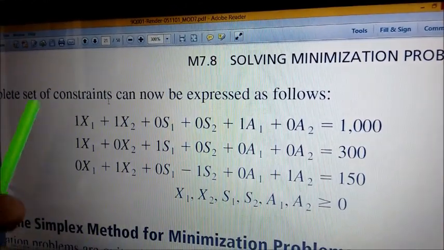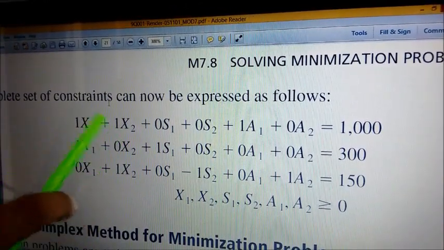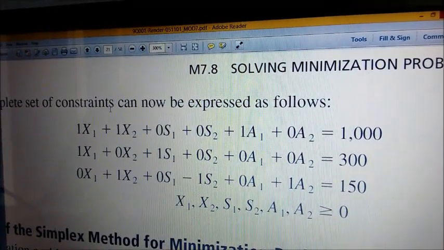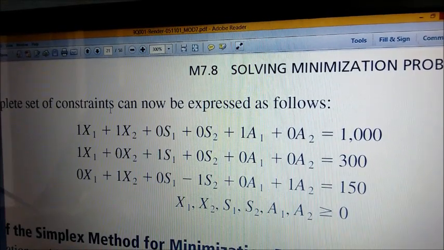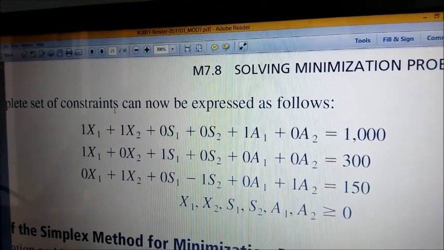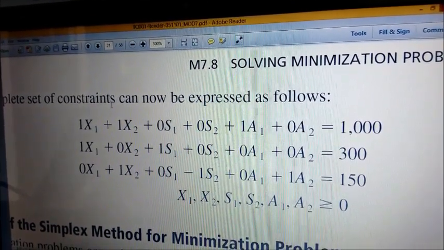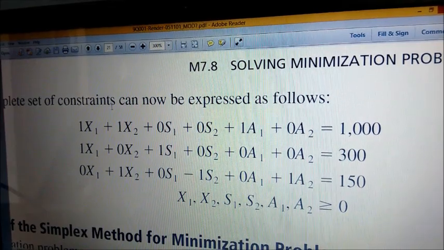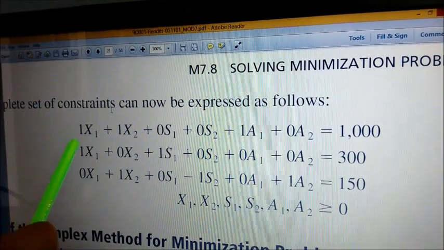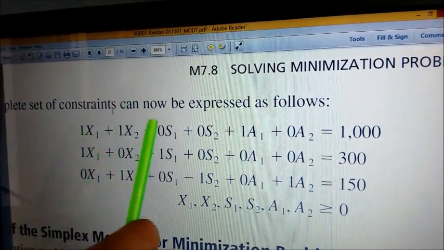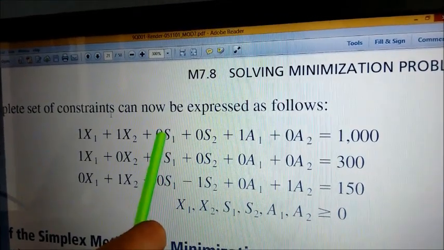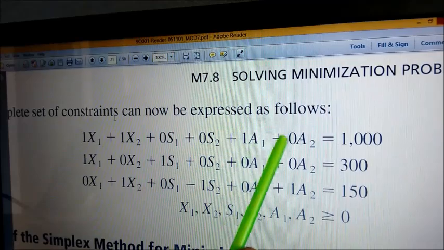So the three inequations we have converted into equalities. The first equation was x1 plus x2 is equal to 1000. There was no inequality here; the equation already had an equal to sign. In such equations, we add only an artificial variable. We do not add a slack variable or a surplus variable. That's why our first equation is x1 plus x2 plus 0s1 plus 0s2, 0 because there is no slack or surplus variable here, plus a1 plus 0a2 again.